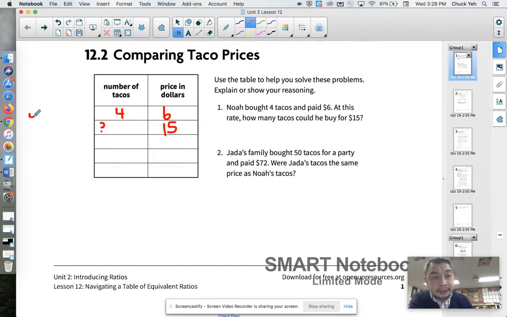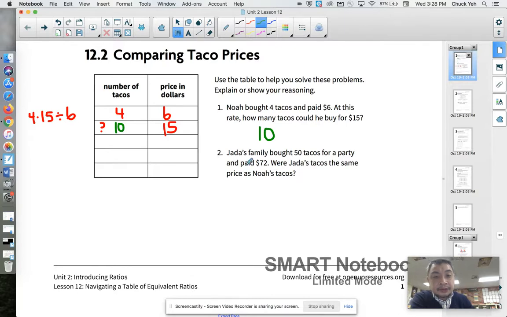So on your calculator, take 4 times 15 and then divide by 6. What do you get? How many tacos is it for $15? Right, so it's 10. Okay, so 10 tacos for number 1.